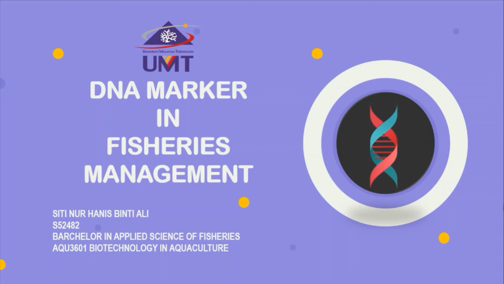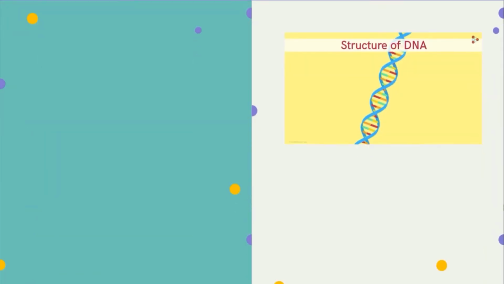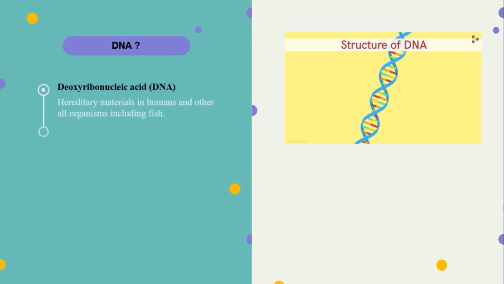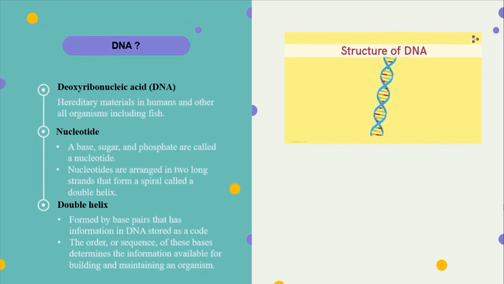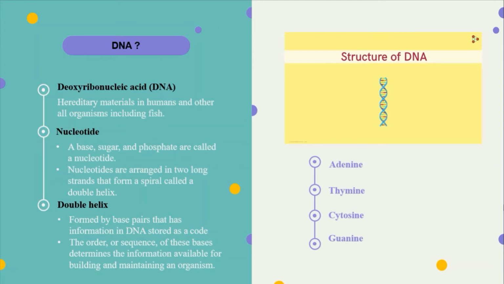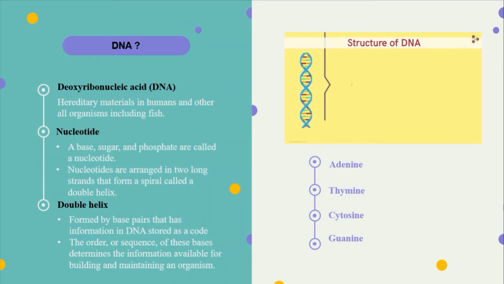Today, I will present my assignment on DNA markers in Fisheries Management for the Biotechnology and Aquaculture course. However, first of all, we must know what DNA is. DNA is a short term for deoxyribonucleic acid, a complex chemical that carries genetic information for humans and other organisms including fish. It is located in the cell nucleus and mitochondria.